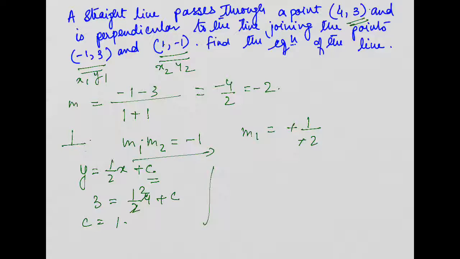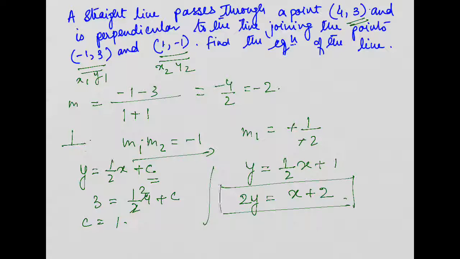So, my desired line that is asked for will take this form, and simplifying this, or multiplying both sides by 2, I am getting 2y equals x plus 2. This is the line that is asked for.